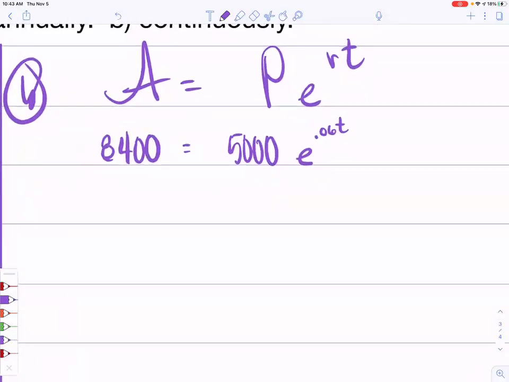Now I'm back to my tips. What kind of equation is this? Is it an exponential or is it a logarithm? It's exponential. And what does that tip say to do?